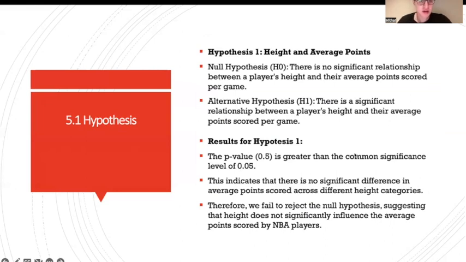So let's check our first hypothesis. It's the relationship between height and average points. Our null hypothesis states that there is no significant relationship between a player's height and their average points scored. And our alternative hypothesis is there is a significant relationship between a player's height and their average points scored per game. So let's check our results.